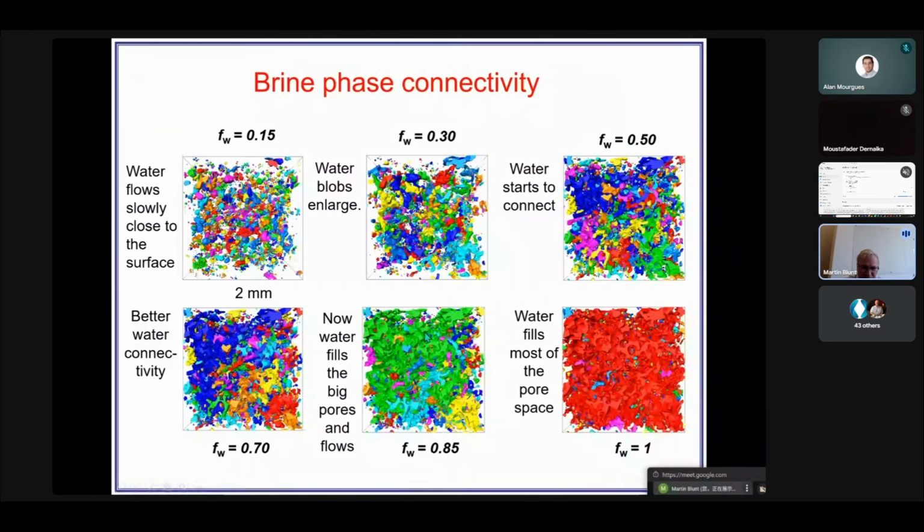So the relative permeability stays low until near the end. Now we're just beginning to connect, and right at the end, it's looking great. And the final relative permeability is quite high.